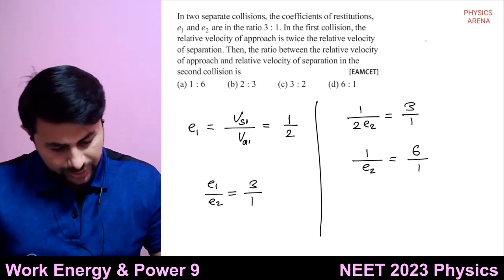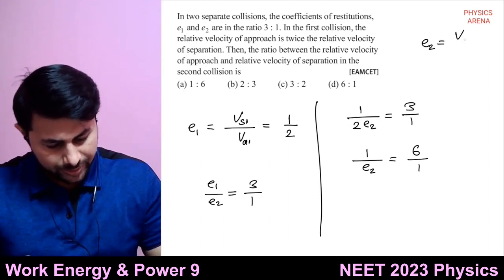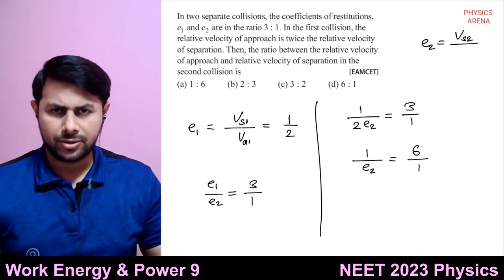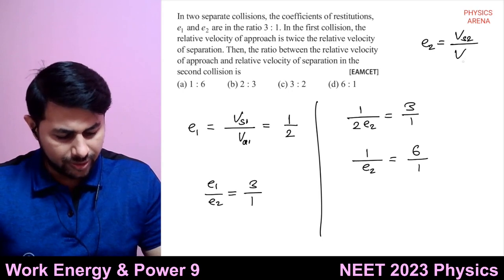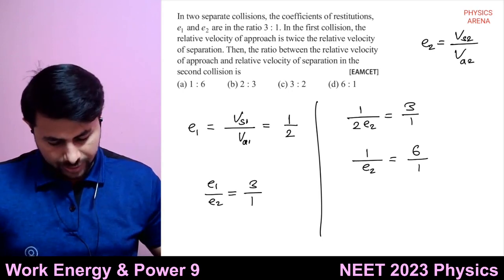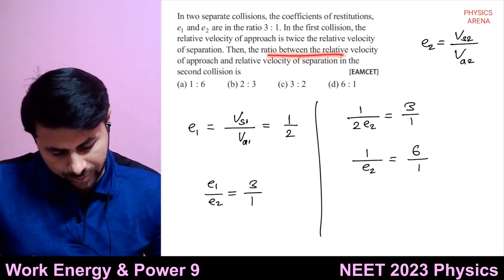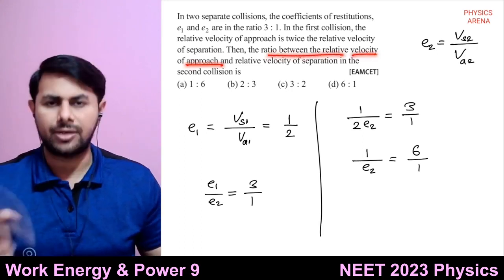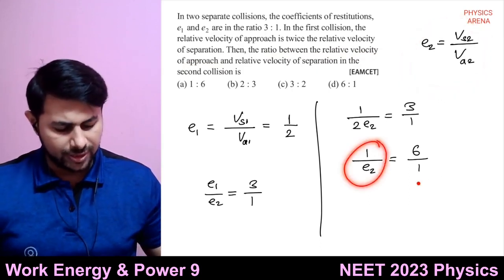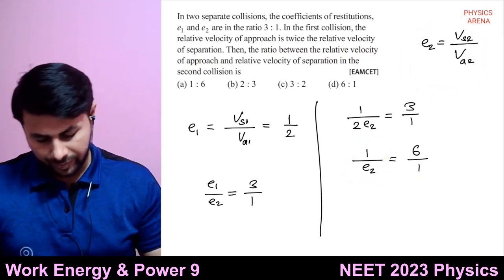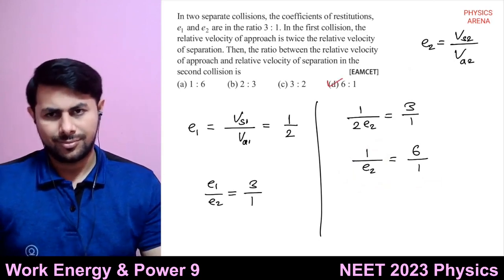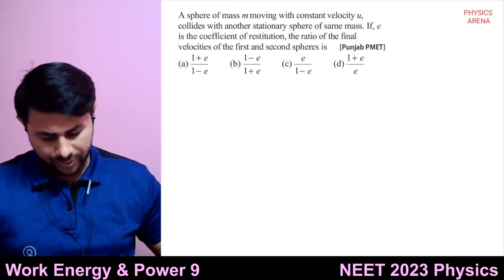So what is E2? It is the velocity of separation in the second event, Vs2, divided by the velocity of approach in the second event, Va2. We want to find the ratio of relative velocity of approach to separation. That is the reciprocal of this. So what is the reciprocal? It is 6 is to 1. So option D is the answer. Let's see the next question.